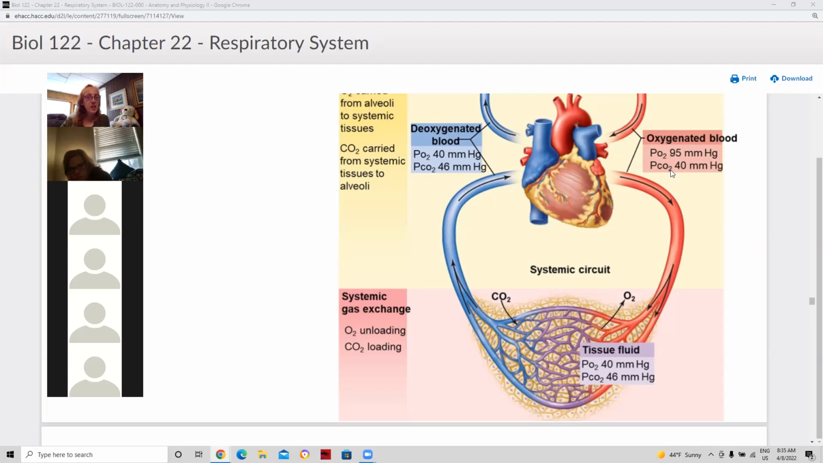Carbon dioxide, on the other hand, has a higher partial pressure in the tissues than it does in the blood. And so it's going to flow into the blood until the blood has the same partial pressure as that of the tissues.